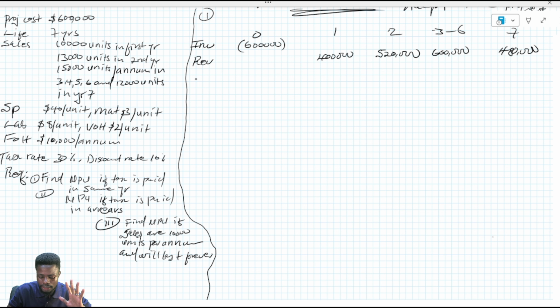The next thing you consider is your materials. You now consider your cost. After revenue, you take out your cost. So what's the cost of materials? Remember in the question, it is $3 per unit. And how many units have you produced in each year? You multiply by those, then you get your materials. So for year one, materials will be $30,000.